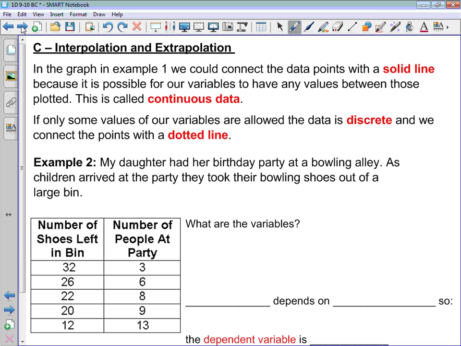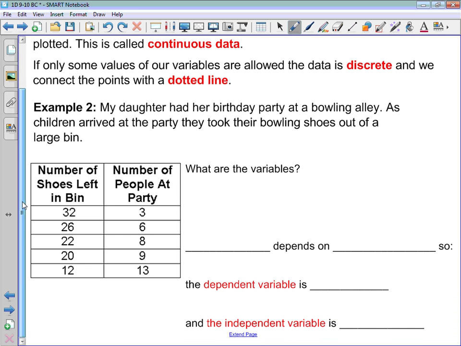If only some of the values of our variables are allowed, the data is what we call discrete, and then we connect the points with a dotted line to reflect the fact that all of those values in between aren't necessarily filled in. This is a little bit more clear if we take a look at an example here.